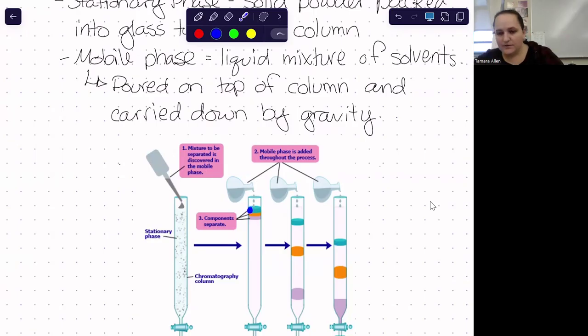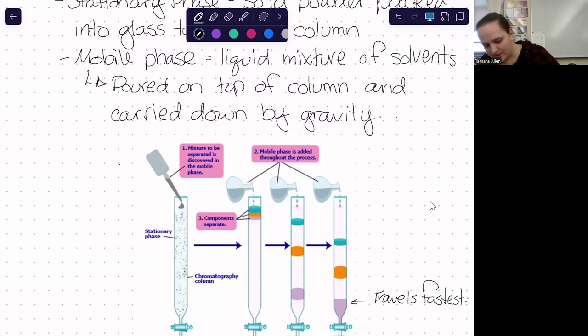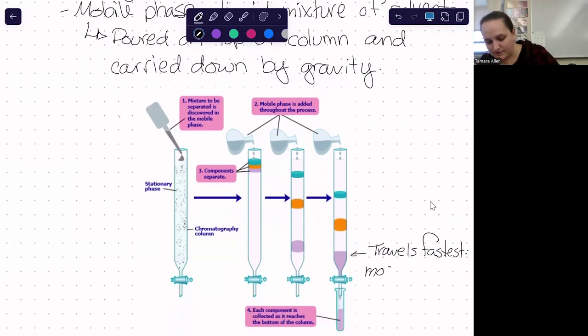So we can see that our three components start to separate, again, due to those differences in attractions to the mobile phase versus stationary phase. The science behind what's happening is exactly the same as it was in TLC. Everything's just traveling in the opposite direction. So the thing that goes the farthest and fastest is the one that is going to come out the bottom first. And the one that travels the fastest is the one that is most similar in polarity to the mobile phase.